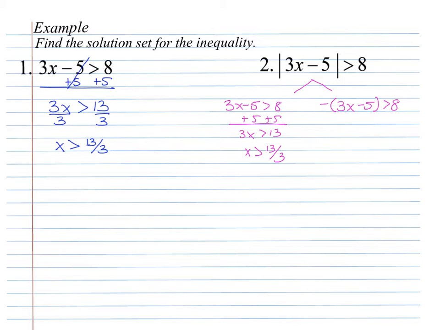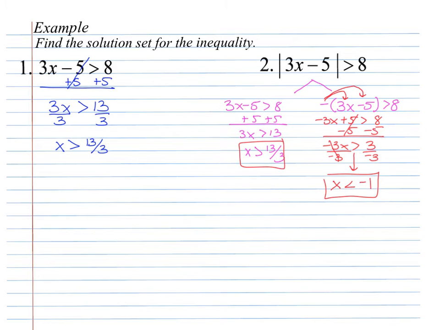Now, this negative, you will distribute it as a -1. And now you have negative 3x plus 5 is greater than 8. Subtract the 5 from both sides. Negative 3x is greater than 3. Divide both sides by -3. And when we divide both sides by a negative, or multiply both sides by a negative, you need to switch the greater than or less than symbol. So now it becomes x is less than -1. So these would be your answers for that absolute value inequality.